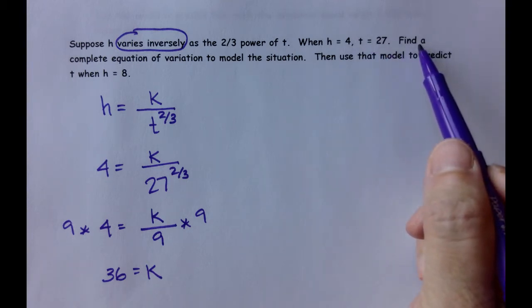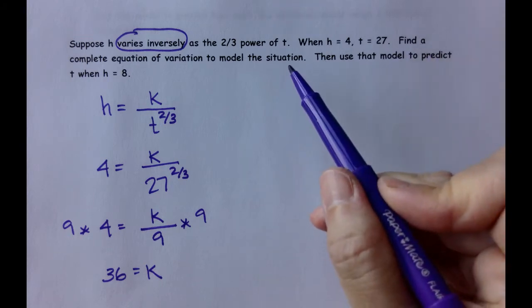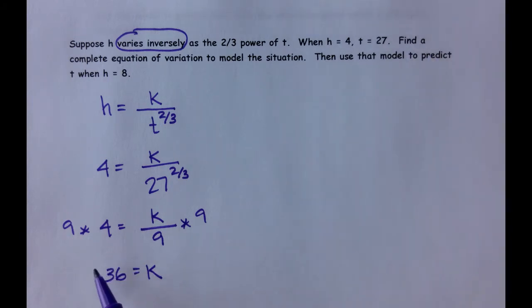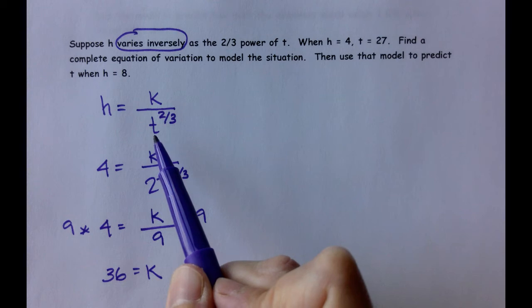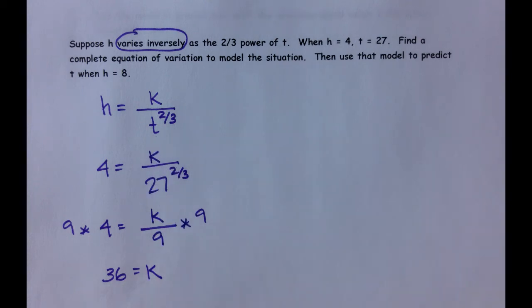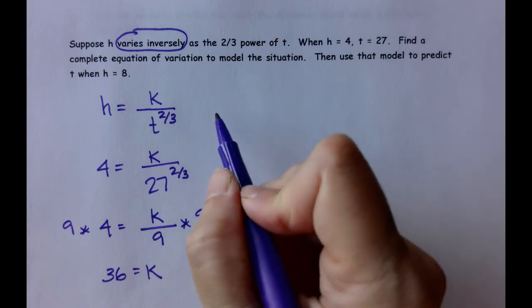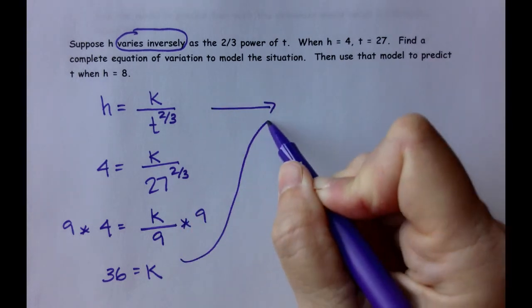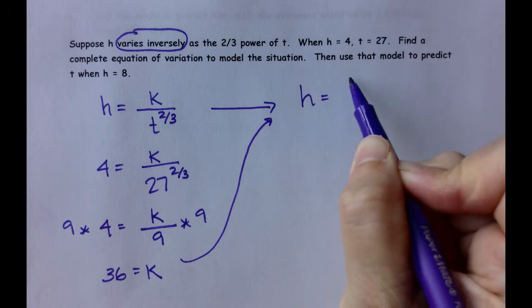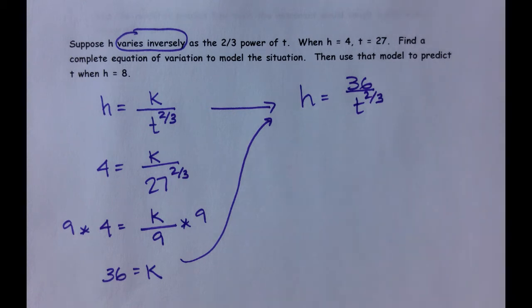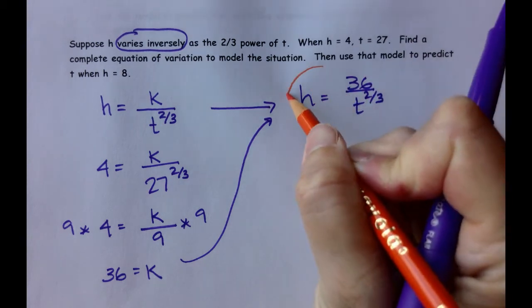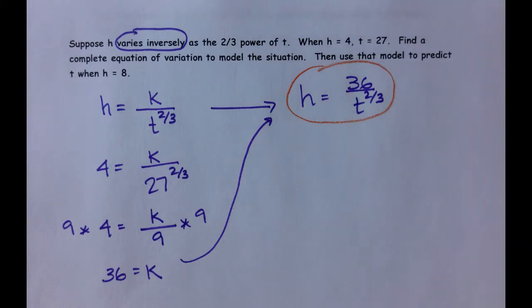The third sentence: find a complete equation of variation to model the situation. That means we need to take this k value and substitute it into our generic equation of variation, and that will be our specific complete equation of variation for this situation. Putting those two things together, h equals 36 divided by t to the 2/3. So that part, there's your complete equation of variation.